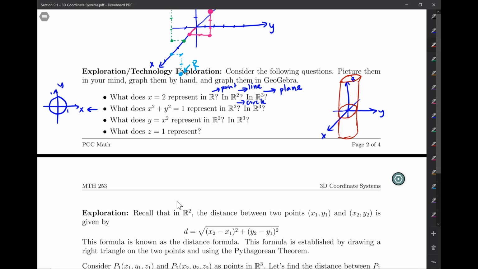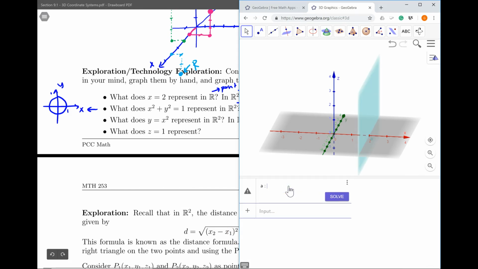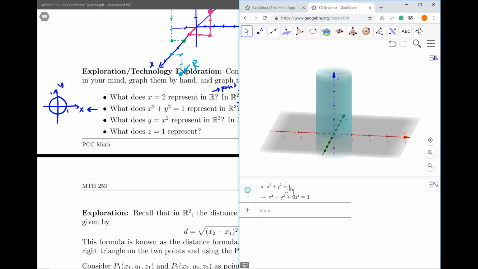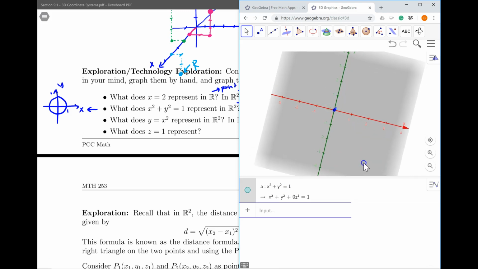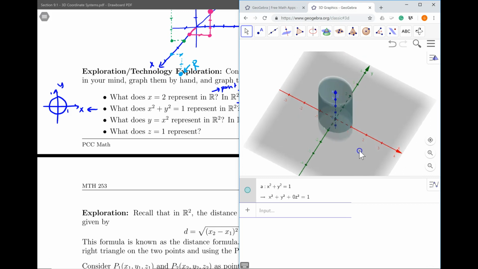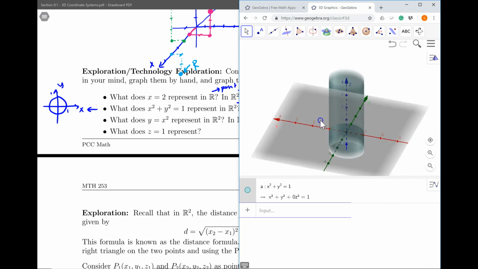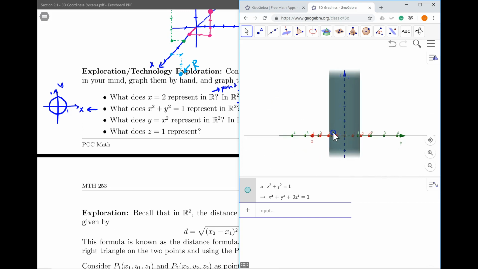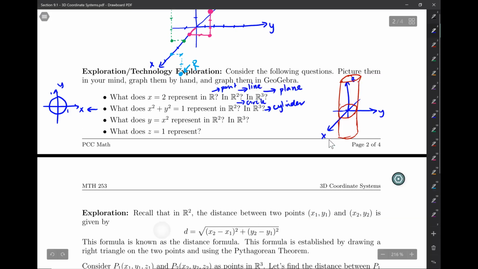Let's go ahead and visualize that in GeoGebra as well. Go ahead and put my conclusion there first: cylinder. Okay, let's see. Go ahead and get rid of that. x squared plus y squared equals 1. Notice again, if I rotate like that, it almost disappears, doesn't it? It's hard to see, but it looks like our unit circle, right? And then as I reorient it, I can see that it is a cylinder. Okay, pretty cool.